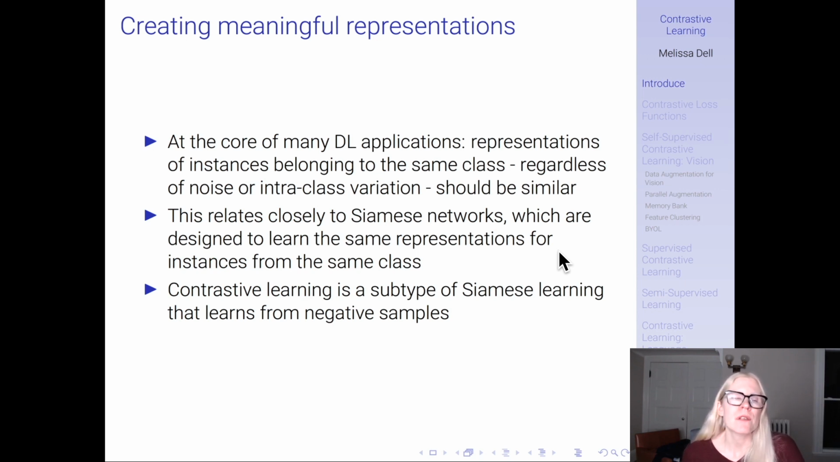And so this concept relates closely to Siamese networks, which are designed to learn the same representation for instances from the same class. And contrastive learning is a subtype of Siamese learning that learns from negative samples as well as positive samples. So positive meaning they're from the same class, negative meaning from different classes.